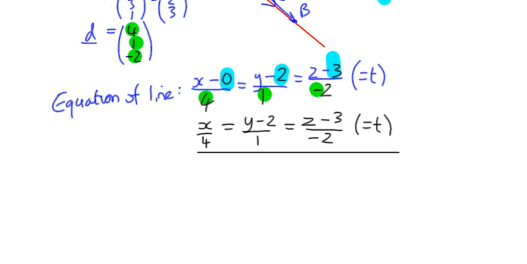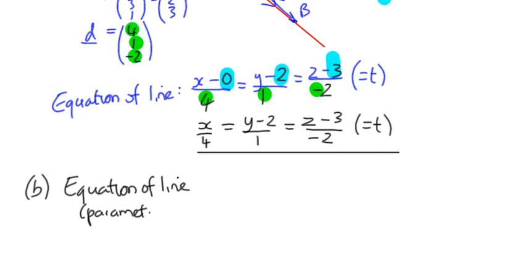We're asked in part B to give the equation of the line in parametric form. So let's just write that in.